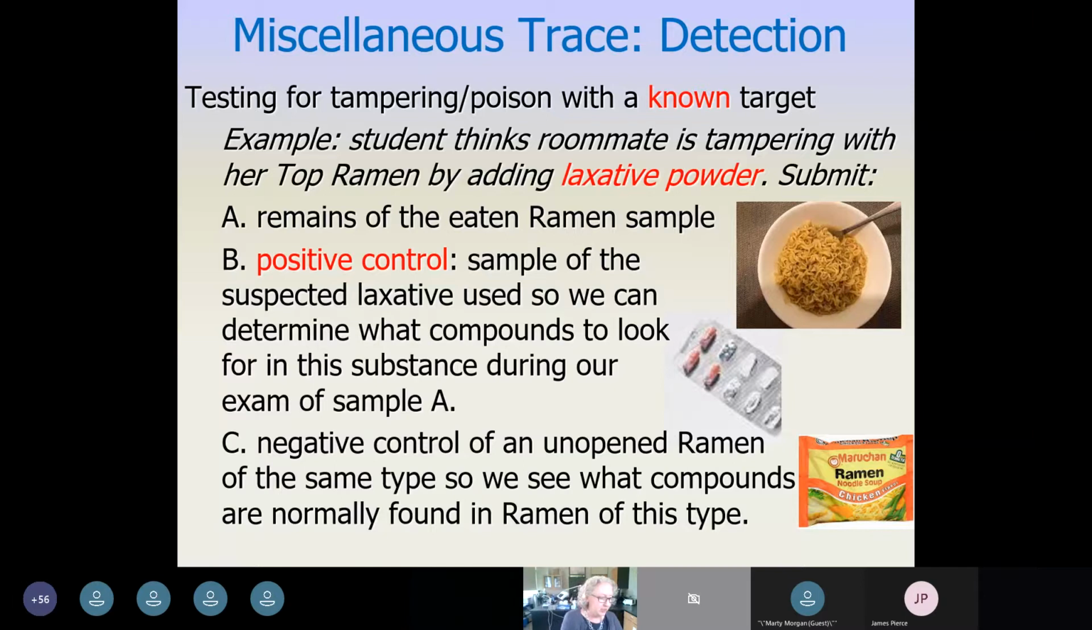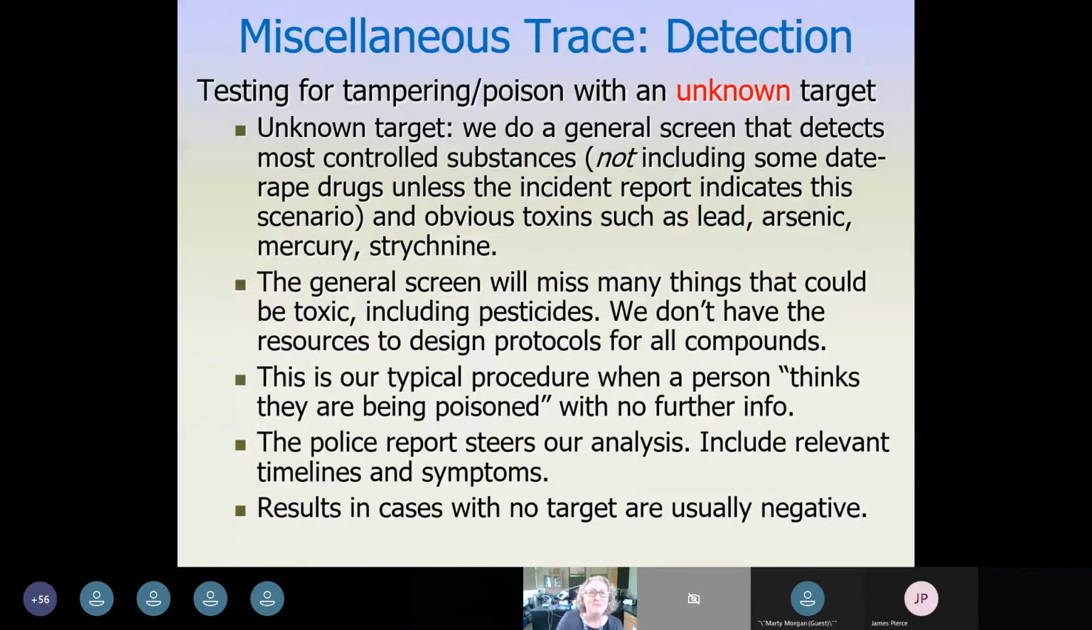Yeah, so as Carly just mentioned, a lot of those type 3 detection cases that we get in, there is a known target, like the laxative in this example, and that makes the work fairly straightforward for us because we can just test the sample of ramen that you submitted that was left over from the person who was eating it, and we can figure out, is there laxative in there or is there not? We have seen laxative tampering at least twice in my memory, so it does happen for sure.